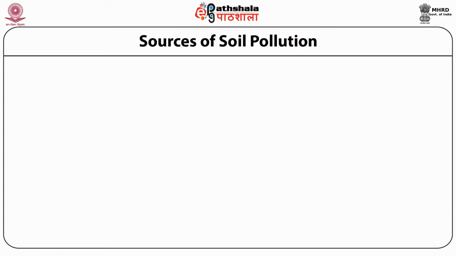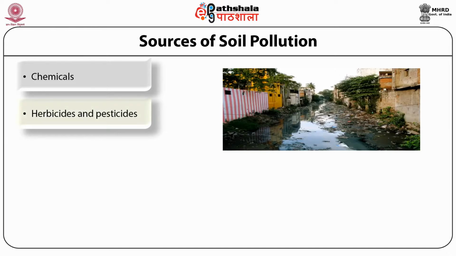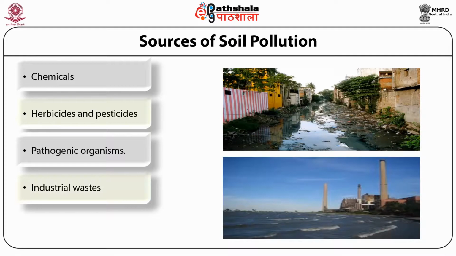The main sources of soil pollution, as you can see on the screen, are chemicals which are emitted into the air, and these come down to the surface to pollute our soil. Herbicides and pesticides. The soil of the earth has a huge amount of animal and human excreta that contains many pathogenic organisms. Industrial wastes which have biodegradable and non-biodegradable substances such as metals, toxic substances, paint, cloth, plastic, heavy metals, etc. Wastes are also dumped into the soil.